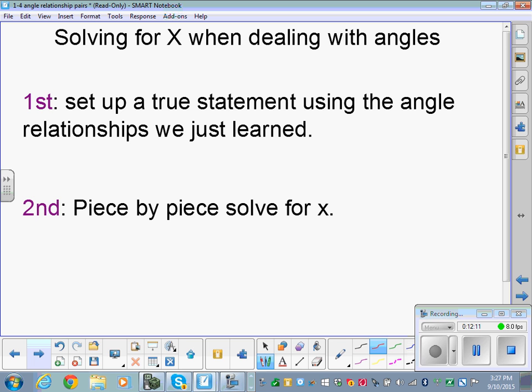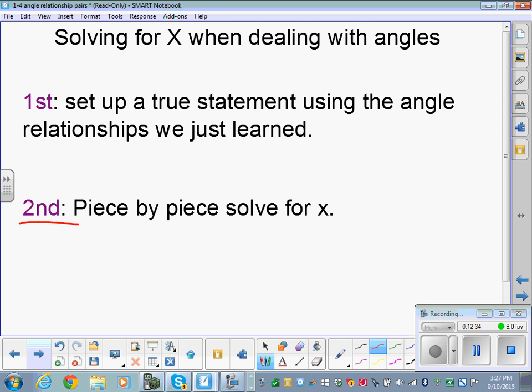So the first thing you're going to do is look at what you're given. Look at the picture, set up a true statement. So look at the picture and say, what am I given here? Am I given complementary angles? Am I given supplementary straight angles? Am I given vertical angles? Or am I given equal angles? So once you know, then you can easily set up a true statement. And once you set up a true statement, guys, then you can piece by piece solve for x.